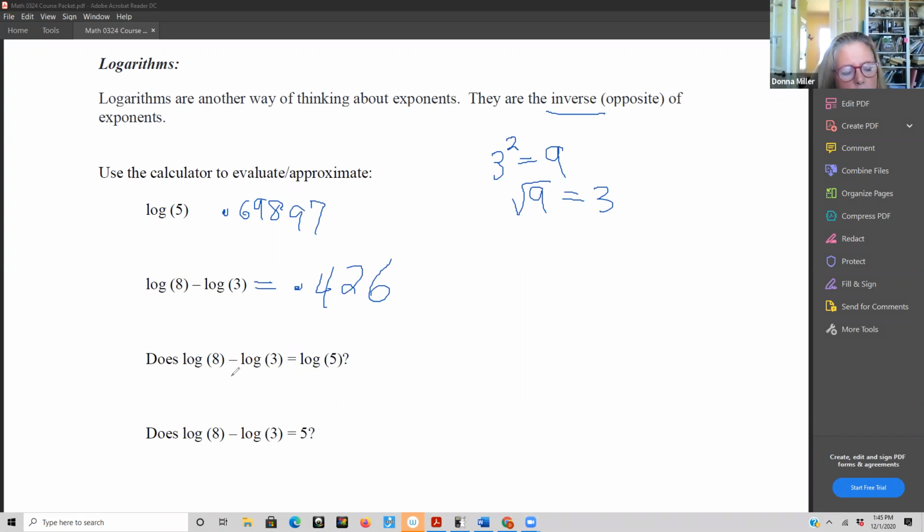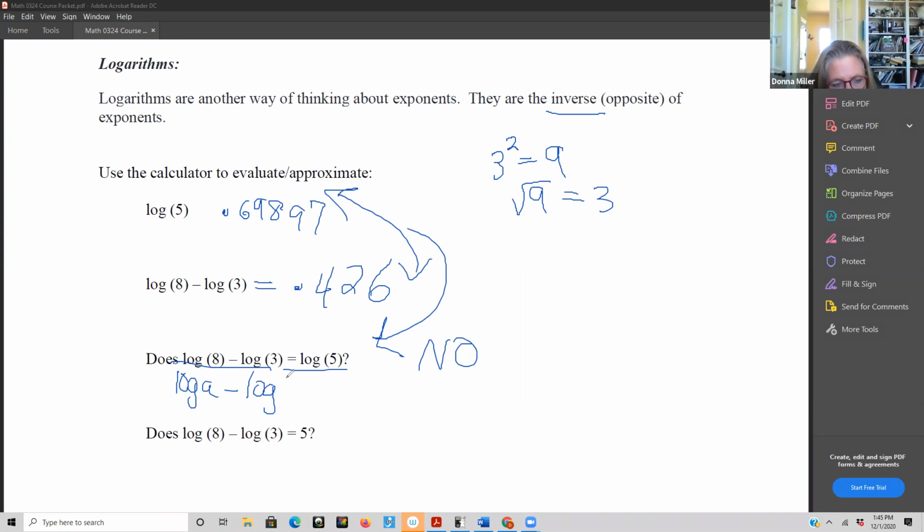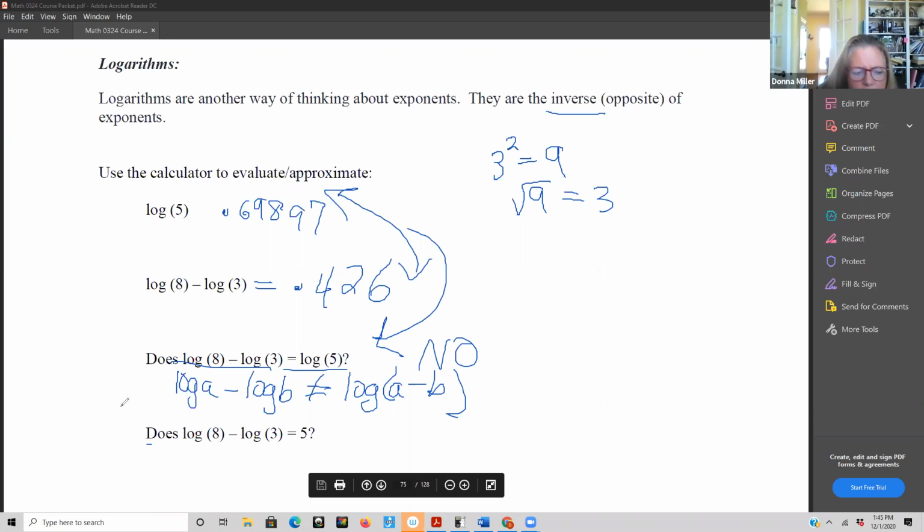All right, so are these two things equal? Obviously, they're not equal, right? So you can't just subtract logs. This tells me that the log of A minus the log of B does not equal the log of A minus B. Okay, so you can't just split them up like they were parentheses. There are certain rules that you have to use, okay? And the other one is false too. This doesn't even make any sense. So you can't cancel or subtract out logs. You just can't do it.